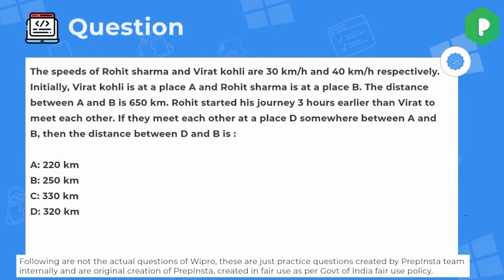Our first question: the speeds of Rohit Sharma and Virat Kohli are 30 km per hour and 40 km per hour respectively. Initially, Virat Kohli is at a place A and Rohit Sharma is at a place B. The distance between A and B is 650 kilometers. Rohit Sharma started his journey 3 hours earlier than Virat to meet each other. If they meet at a place D somewhere between A and B, find the distance between D and B. Your options are 220 kilometers, 250 kilometers, 330 kilometers and 320 kilometers.